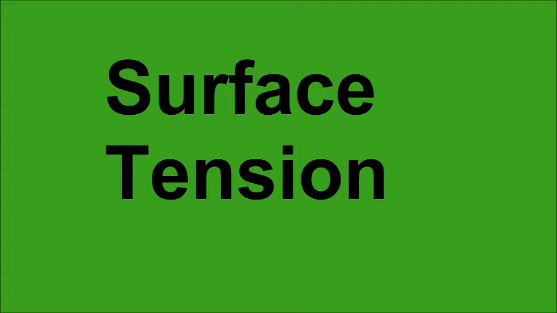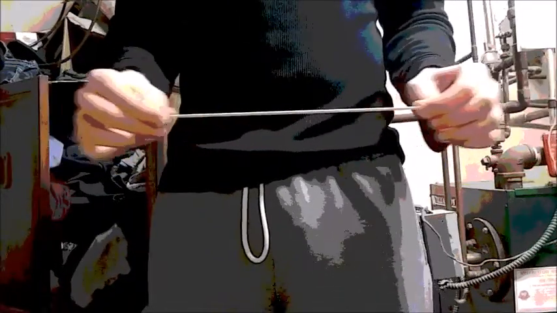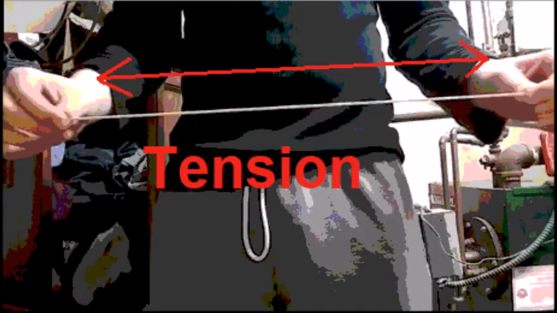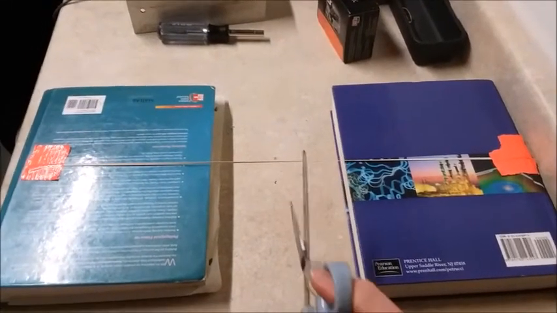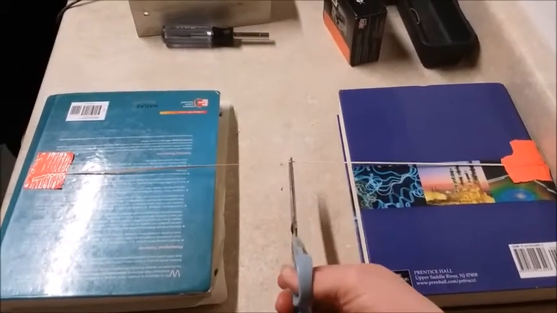To understand surface tension better, let's take a look at a rubber band. If you stretch a rubber band, there's going to be tension after you stretch it. Now, what do you think would happen if you were to break this tension? As you can see here, if you cut a rubber band, the rubber band flies apart.